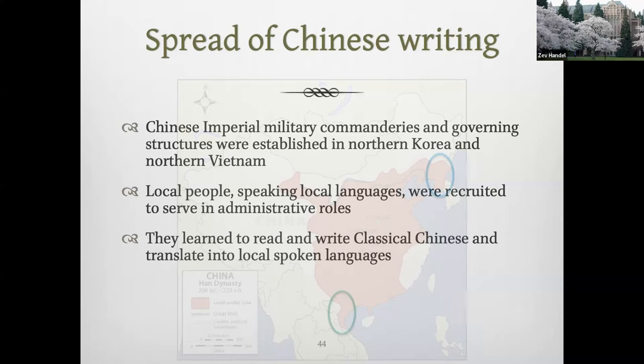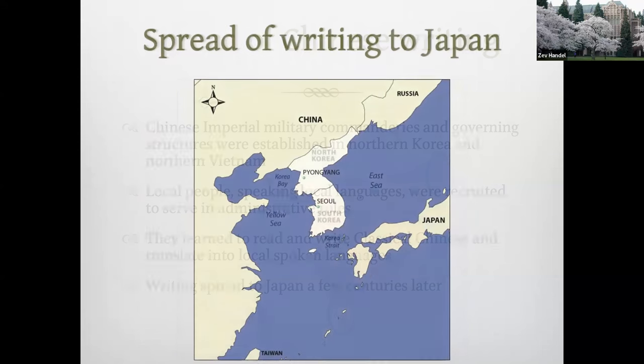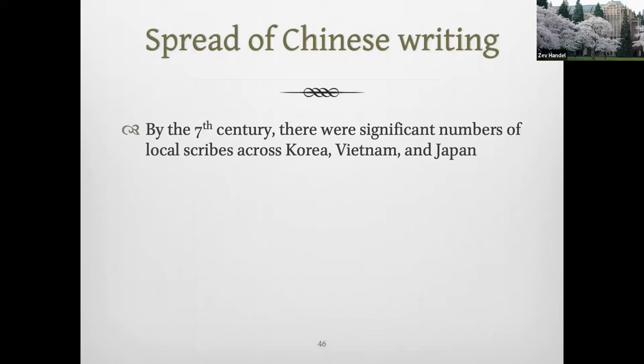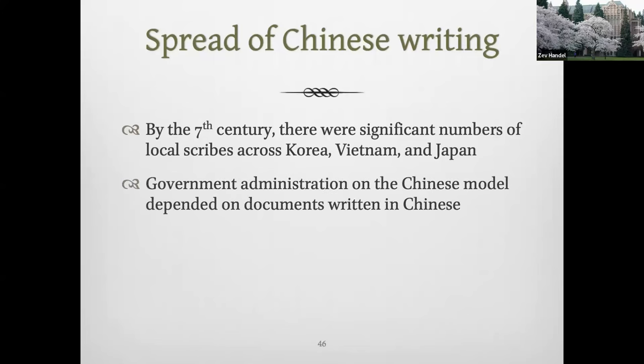So in these parts of Vietnam and Korea, you have people speaking ancient ancestral forms of Korean and of Vietnamese and reading and writing classical Chinese, the written language of the time. And a few centuries later, writing spreads from Southwest Korea, we think, into Japan in the area around Nara. So that's around late 4th or 5th century. So by the time we get to the 6th, 7th century, writing is in use in all of these areas peripheral to what's modern day China. And you have lots and lots of literate people in these local areas speaking local languages.